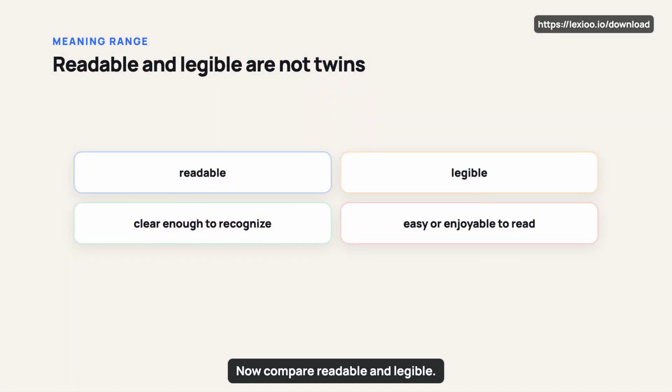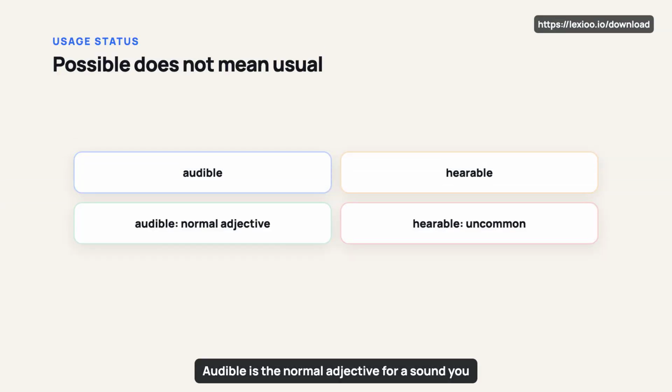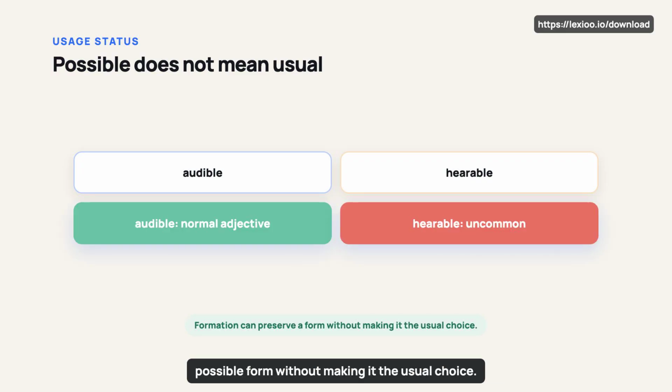Now compare readable and legible. Both can concern successful reading, but they are not perfect twins. Legible often focuses on whether writing or print is clear enough to recognize. Readable can also describe prose that is easy or enjoyable to read. Audible is the normal adjective for a sound you can hear. Hearable is recorded in dictionaries, but it is uncommon. Word formation can produce or preserve a possible form without making it the usual choice.